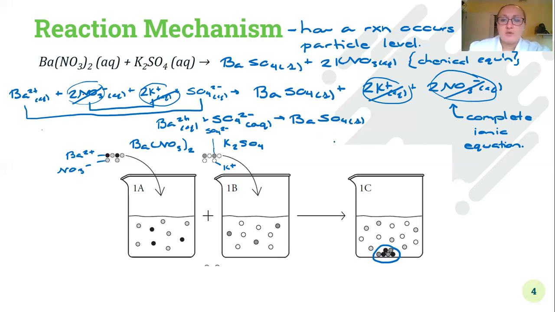And we call this our net ionic equation, because it shows us what actually happened. It shows us the net change.